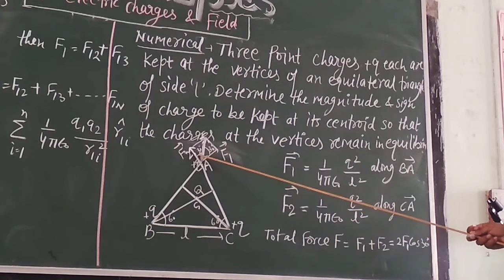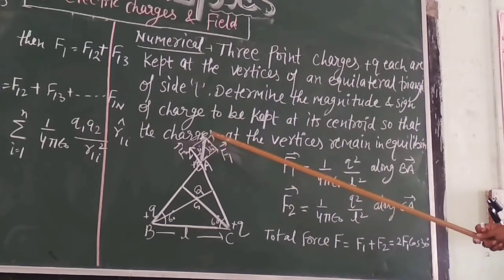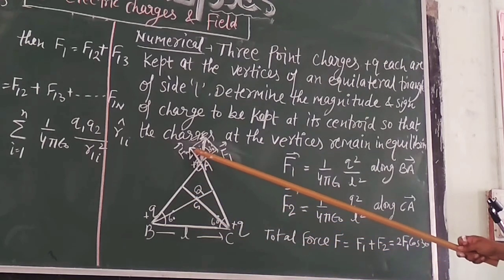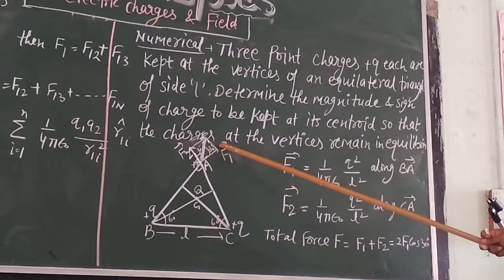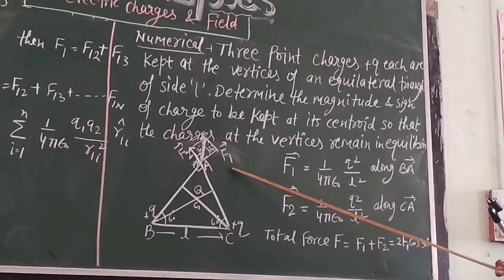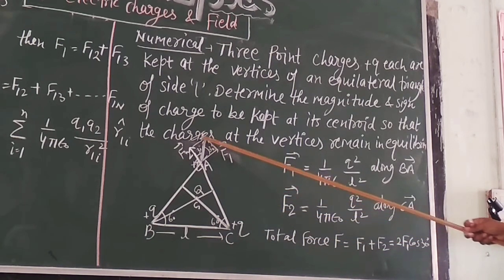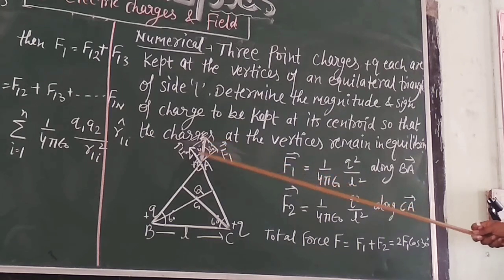And this angle is 30 degrees. We can divide the force into components: F2 cos theta and F2 sin theta, F1 cos theta and F1 sin 30 degrees. The total force is F equal to F1 plus F2. Now we calculate these forces and how we can divide the components.